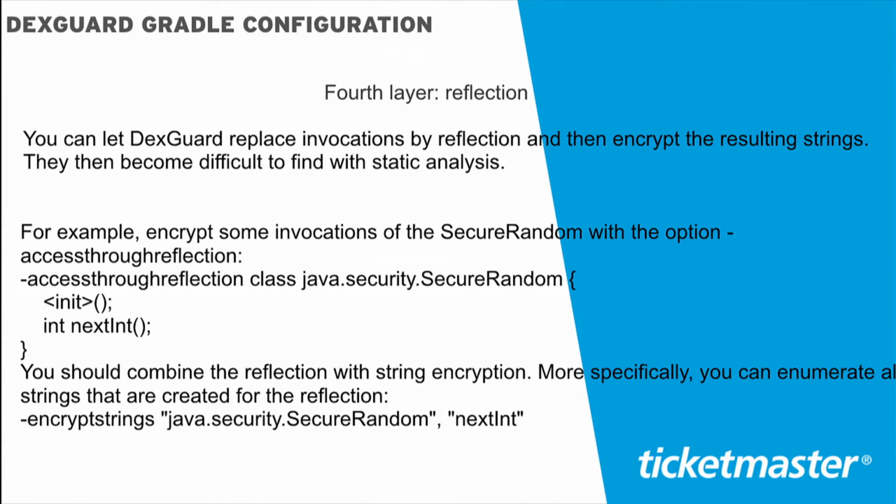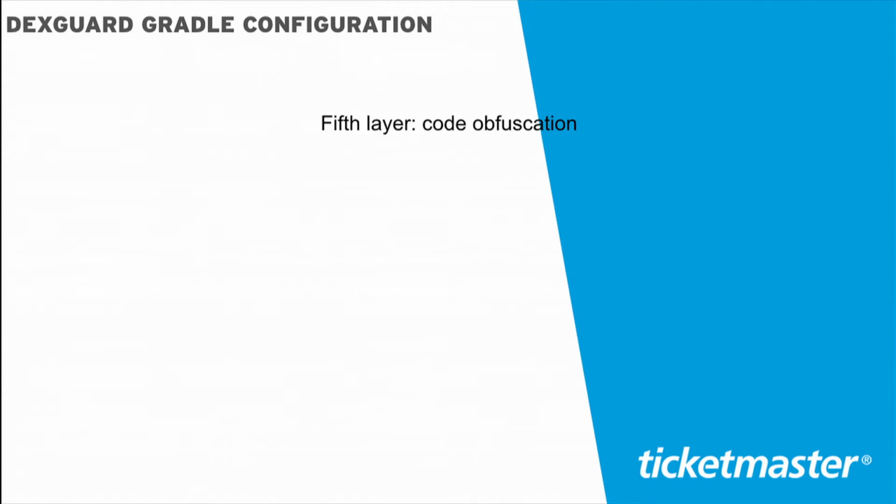And what they recommend is that you combine reflection with string encryption. So basically, in this case, it's doing both. You're telling it to access through reflection these two methods, and then telling it to encrypt the resulting strings within that method as well. So that's just going to make it more and more difficult when they're trying to reverse engineer this. They're going to have to dive through so many layers of encryption. You're just adding more and more things that they have to figure out.